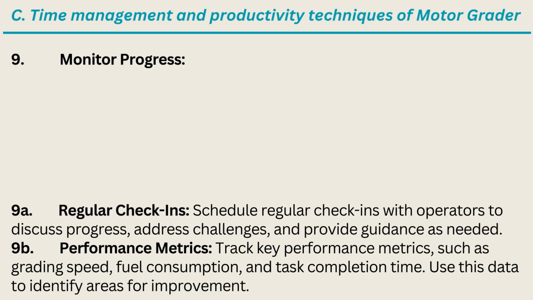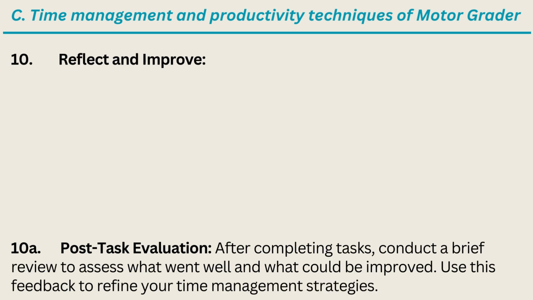9. Monitor progress. 9A. Regular check-ins. Schedule regular check-ins with operators to discuss progress, address challenges, and provide guidance as needed. 9B. Performance metrics. Track key performance metrics, such as grading speed, fuel consumption, and task completion time. Use this data to identify areas for improvement.